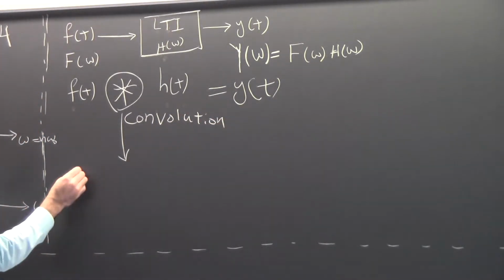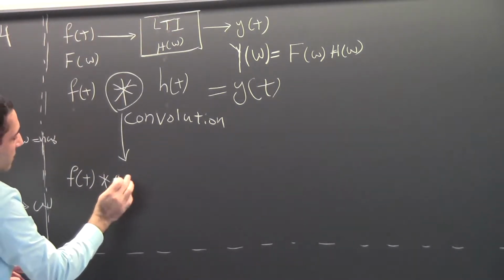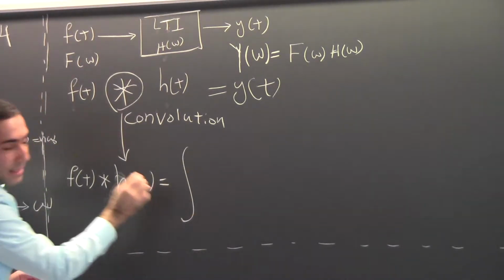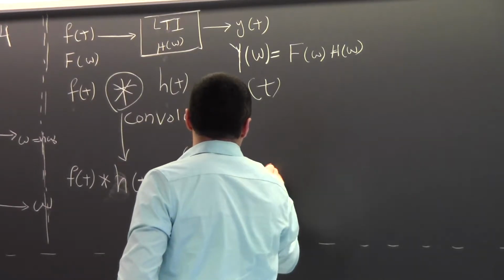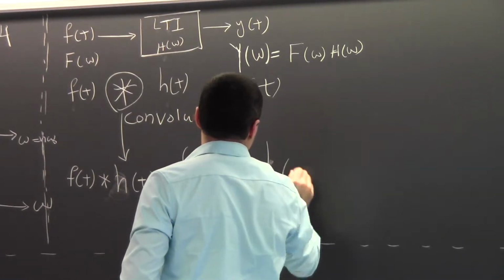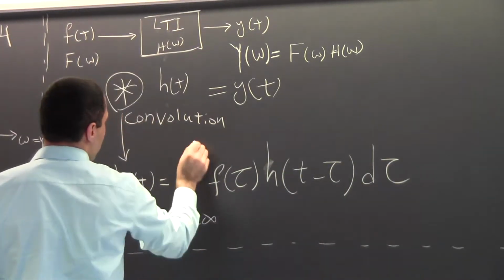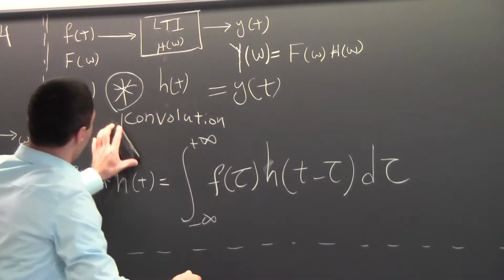And the way they show it is this: f(t) convolved with, let's say, h(t), is an integral of f(tau) h(t minus tau) d tau, where tau goes from minus infinity to plus infinity. That's the definition of convolution. It's just one integral. That's what convolution stands for, this integral.